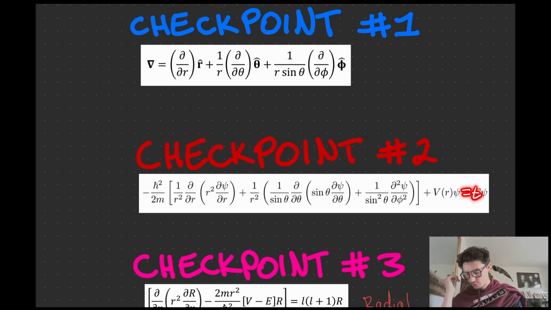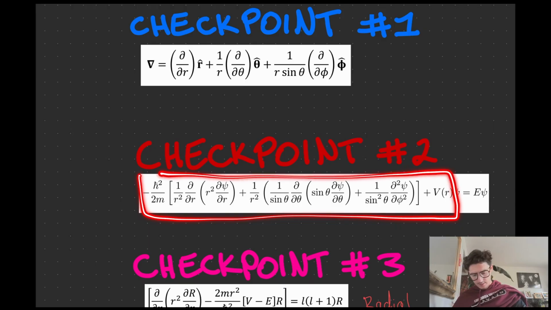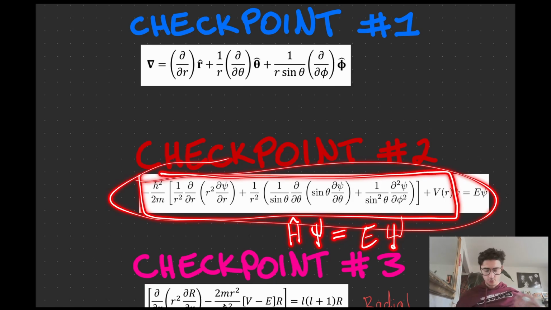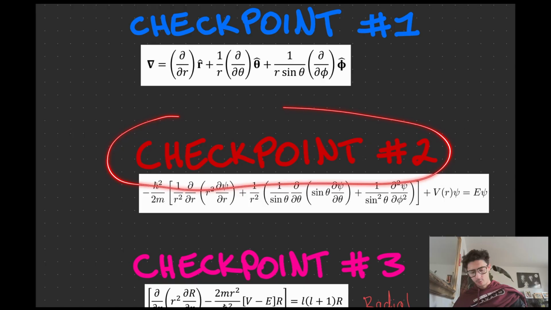And on the other side we have energy acting on the wave function, which is the same thing we saw in the one-dimensional case. So what you see here is the Hamiltonian operator acting on the wave function side, and what you see on the other side of the equal sign is energy acting on this. So this is the three-dimensional version. We're going to build up to this. That's why this is checkpoint number two.